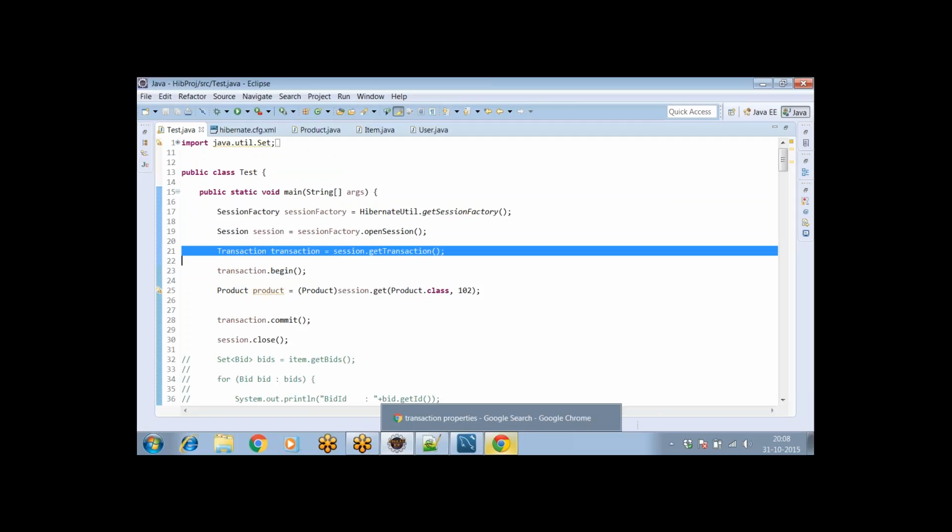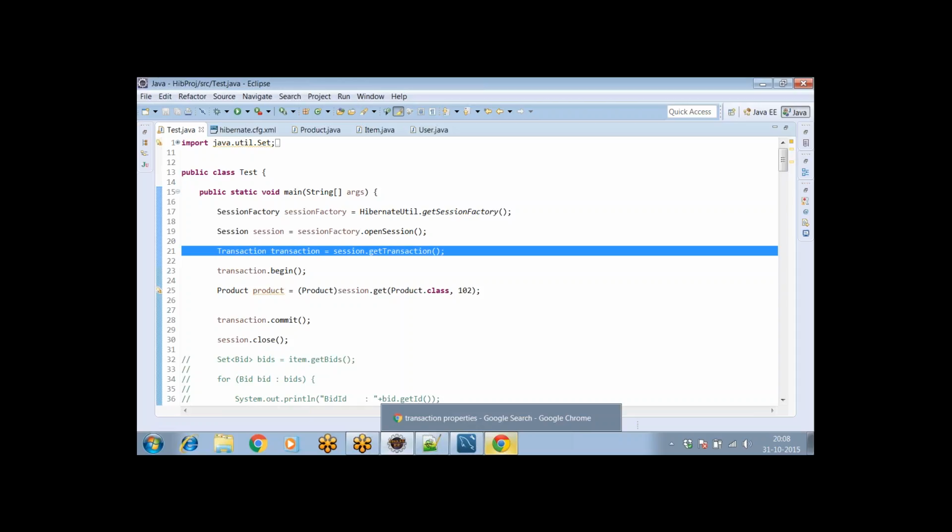In the session object itself, we have this method called getTransaction. In the session object itself, we have this method getTransaction. Hope you people got it.